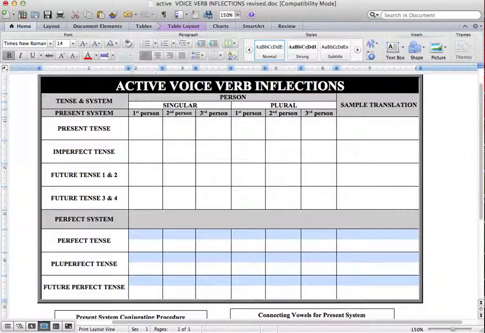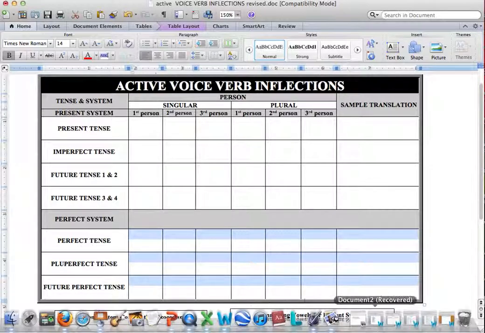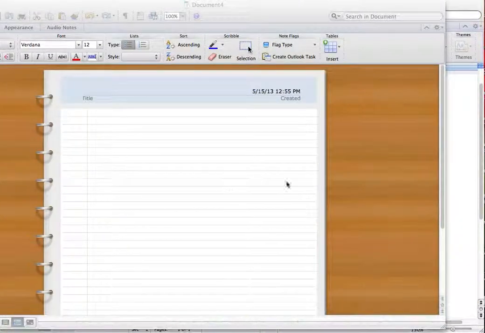What are the rules for conjugating in the perfect system? Where do we get the base for the verb of the perfect system? And of course, we're going to need to learn the endings for each of the tenses in the perfect system, as well as how do we translate each of these verb tenses in the perfect system. Let's talk for a moment about what it means to be in the perfect system.